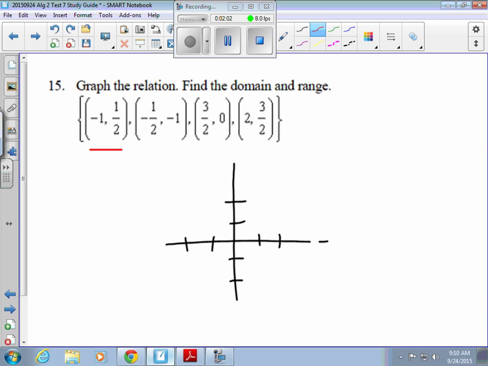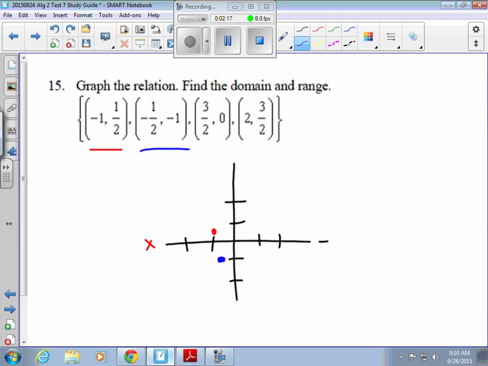So graph in the first one, negative 1, 1/2. Negative 1, x goes first, and then 1/2 would be about right there. The next one, negative 1/2, and then negative 1. So negative 1/2, negative 1 would be about right there.